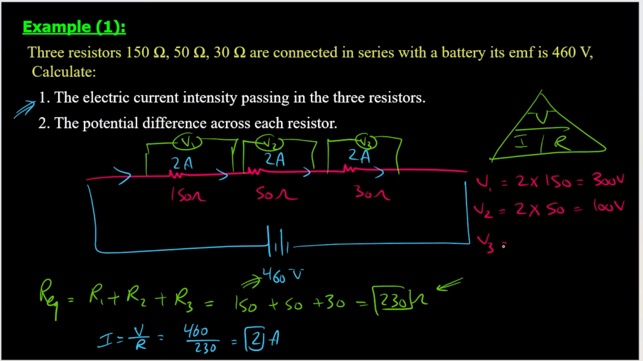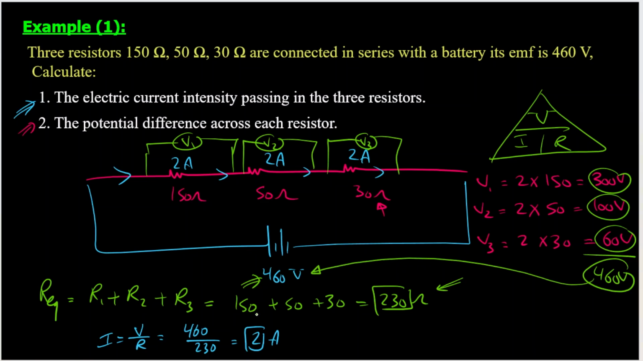The reading of the third voltmeter will be I, which is 2, times R3, which is 30, which will be 60 volt. Done. If you just add the three potential differences, you will get 460 volt, which is exactly equal to the electromotive force of the battery.